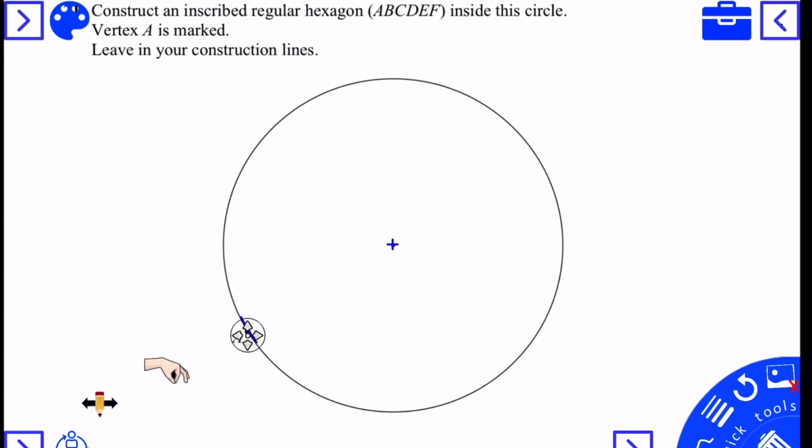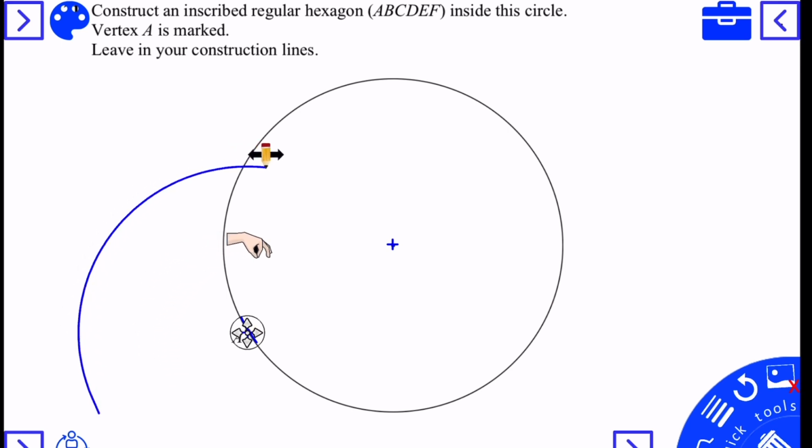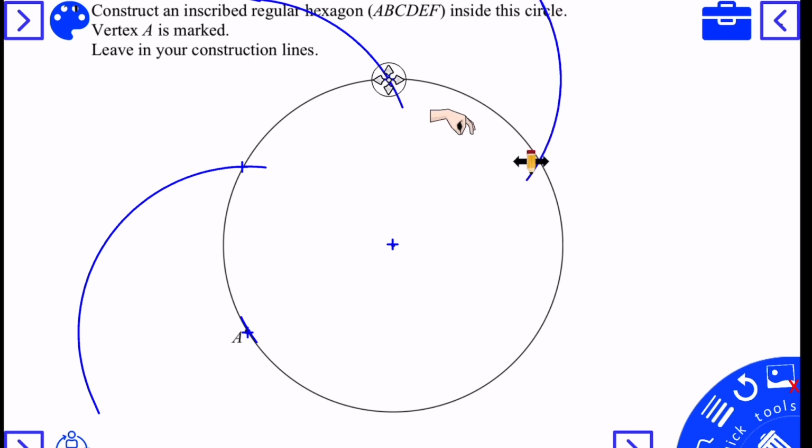Now let's put the compass at the point A and draw an arc upwards to make another point. We will label this later. Now we can make another. Now we just always put the compass at the intersection between the arc which you've drawn and the circle. And that's pretty much it.